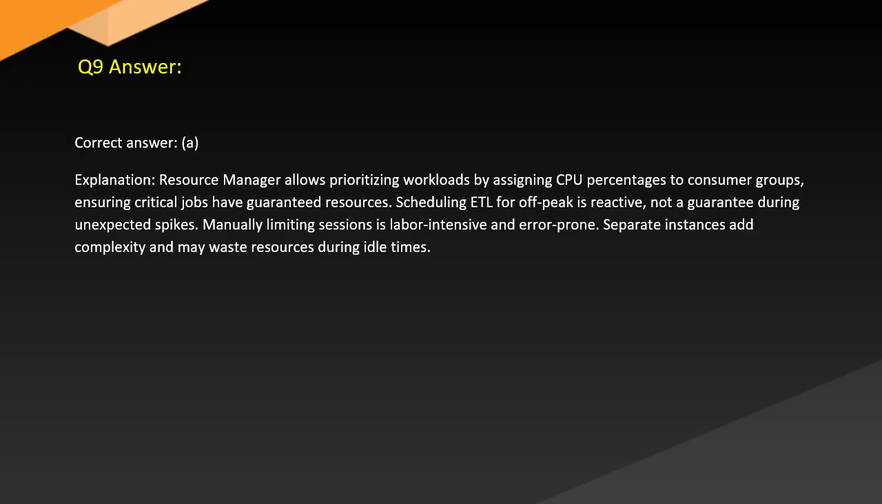Resource Manager allows prioritizing workloads by assigning CPU percentages to consumer groups, ensuring critical jobs have guaranteed resources. Scheduling ETL for off-peak is reactive, not a guarantee during unexpected spikes. Manually limiting sessions is labor-intensive and error-prone. Separate instances add complexity and may waste resources during idle times.